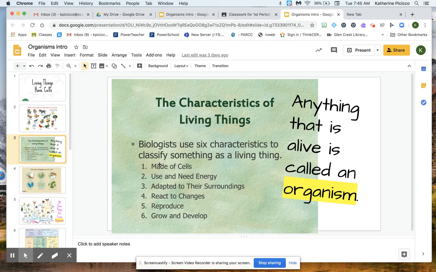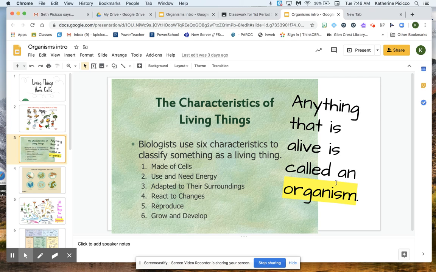Okay. So if you remember, being alive are all these things. You use and need energy like food. You adapt to your surroundings, so you might move or respond to your environment. You react to changes. You reproduce and make new copies of yourselves, and you grow and develop. You go through a life cycle, right? Where you start out as something smaller or a little bit different, you grow, and then eventually you die. And then the final one is that you're made of cells. So that's what we talked about last week.